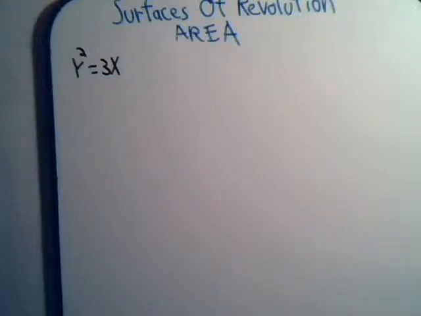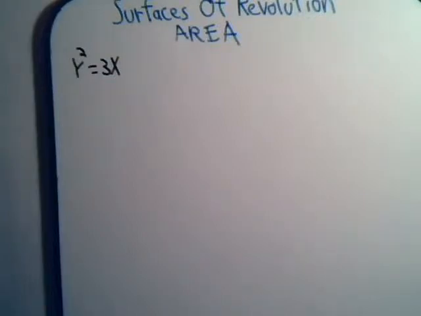Okay, in this video we want to consider a surface of revolution problem, and we have defined the area of the figure that we're going to create. The equation is y squared equals 3 times x, and we're going to consider a part of the curve going from x equals 0 to x equals 2, and that part of the curve we're going to rotate about the x-axis to make a solid three-dimensional figure.